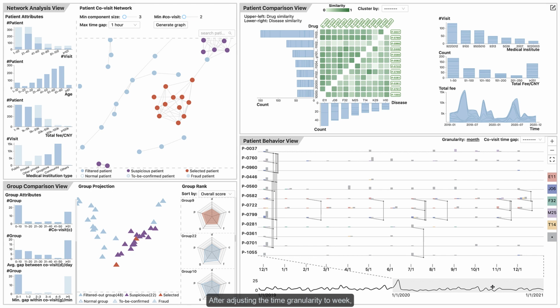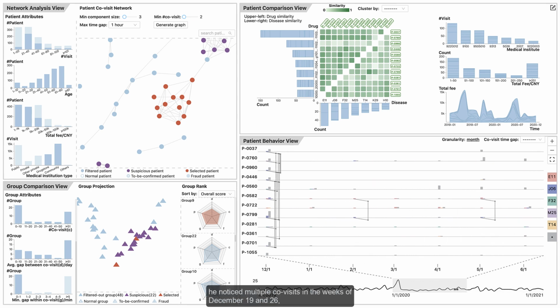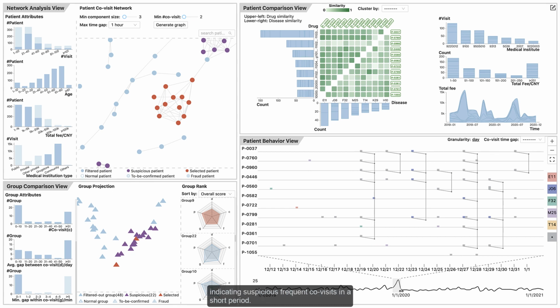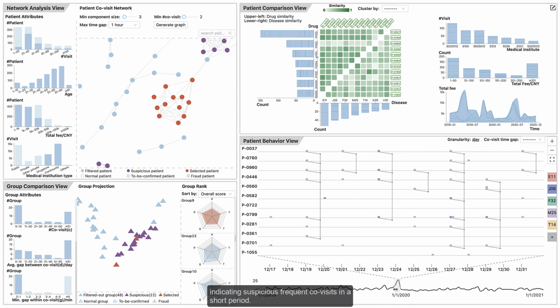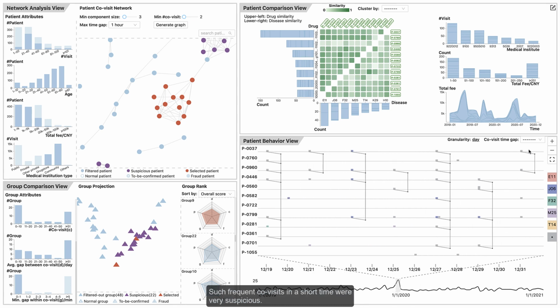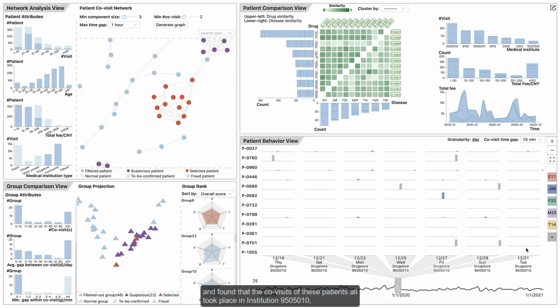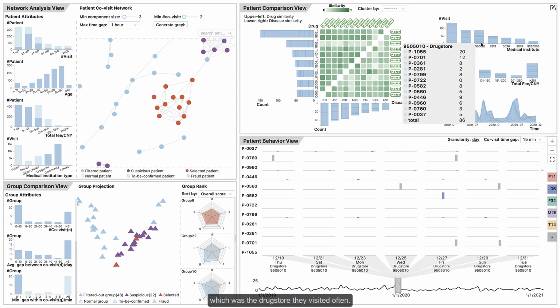After adjusting the time granularity to week, he noticed multiple co-visits in the weeks of the 19th and 26th of December, indicating suspicious frequent co-visits in a short period. Such frequent co-visits in a short time were very suspicious. So he adjusted the co-visit time gap to 15 minutes and found that the co-visits of these patients all took place in institution 9,505,010, which was a drugstore he visited often.